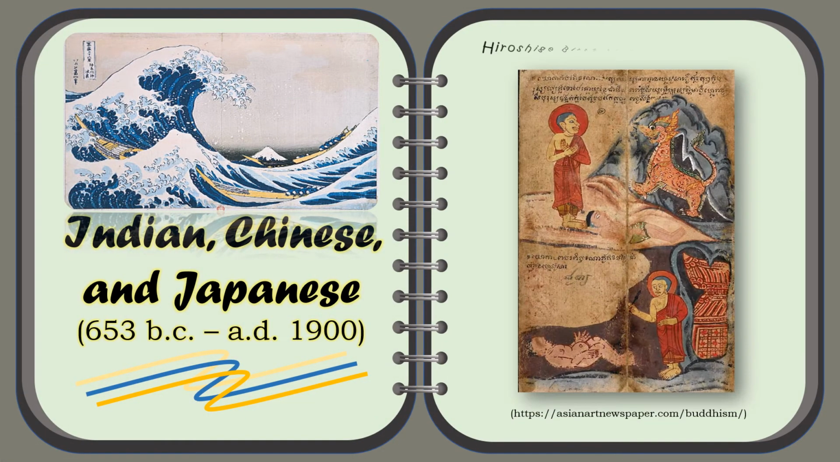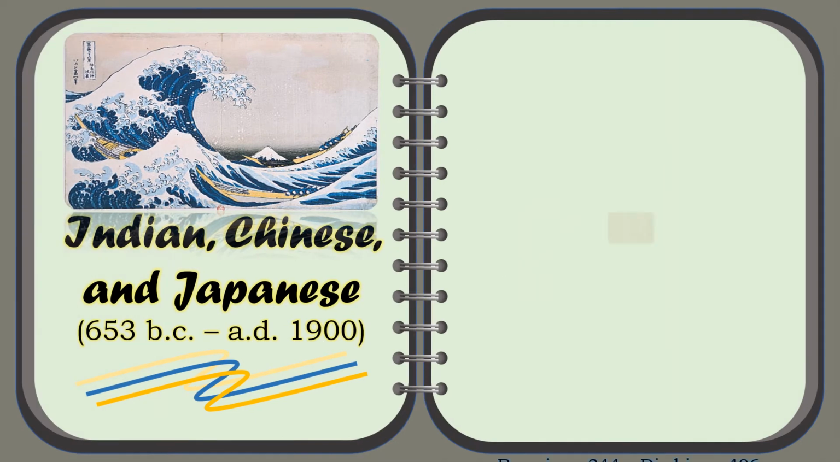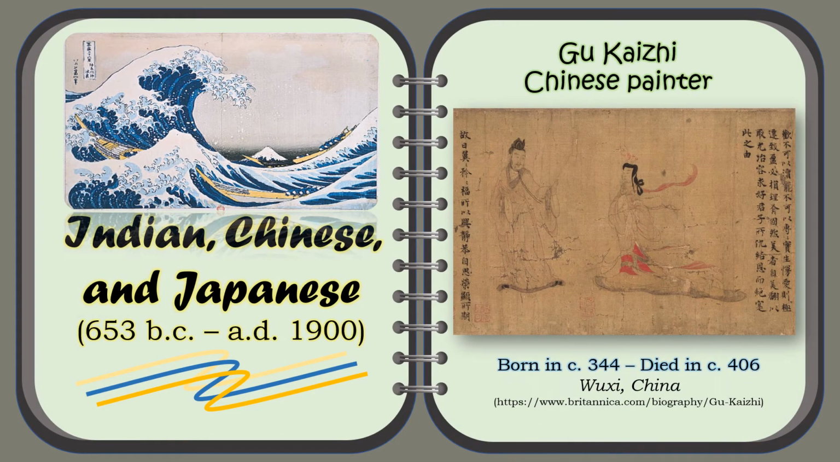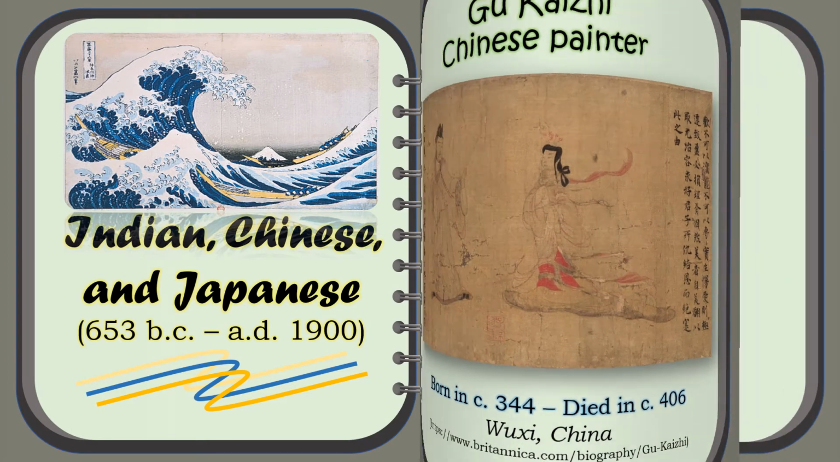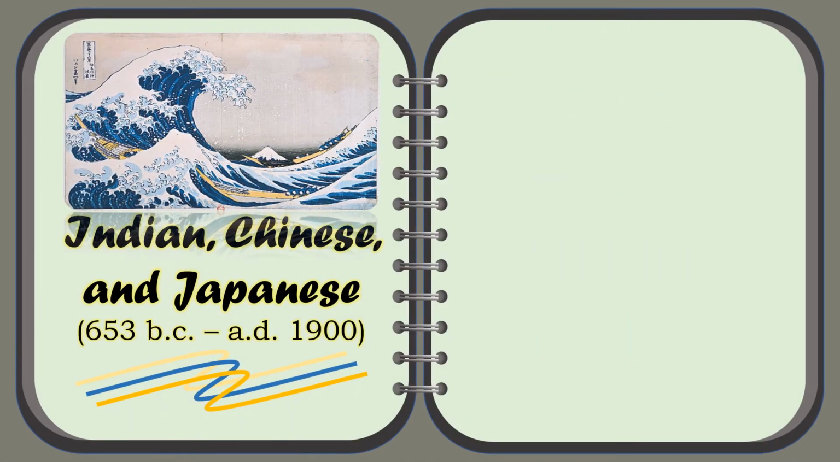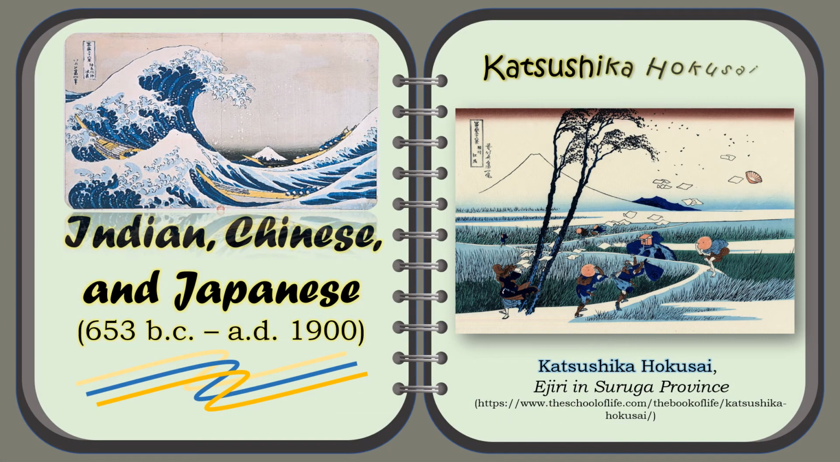For example, the Hiroshige birth of Buddha. Another example, Gu Kaizhi, a Chinese painter, born in circa 344, and died in circa 406, in Wuxi, China. Another example, the Katsushika Hokusai, Ejiri in Suruga province.